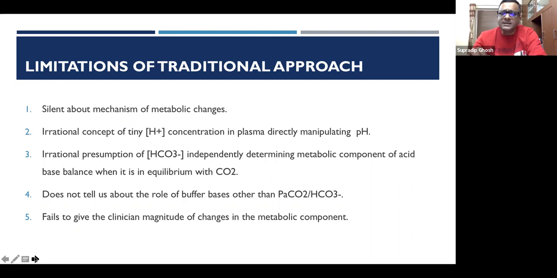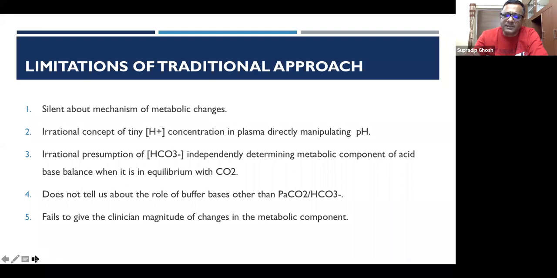And it is rational also. Look at the concentration of hydrogen ion at body temperature in the plasma. It is 40 nanomole per liter. Look at the water concentration in the plasma. This is 55.3 mole per liter.